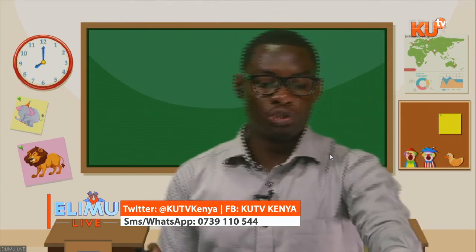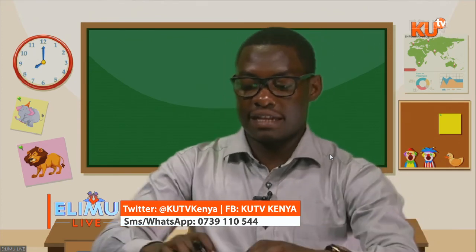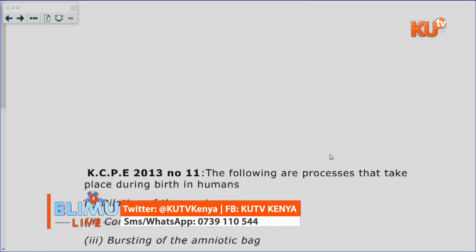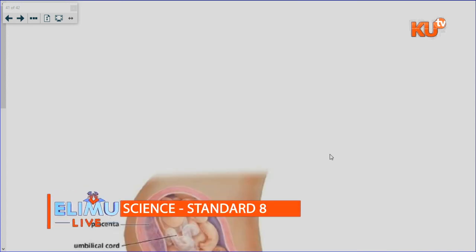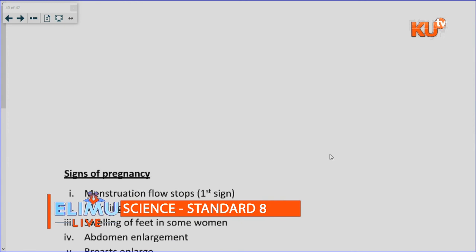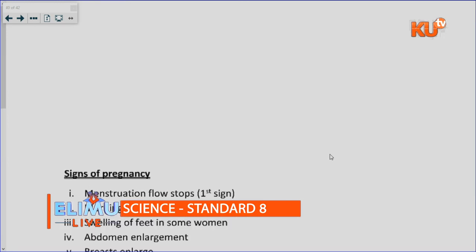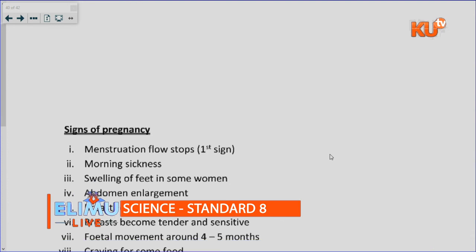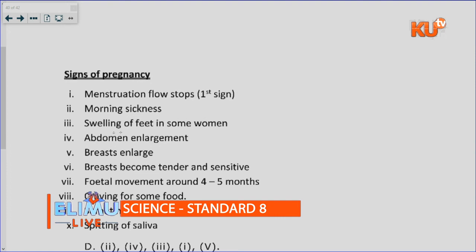How do you know that someone is pregnant? There are different signs of pregnancy, and the first sign is that menstruation flow stops. Morning sickness starts. This is sickness that pregnant women experience in the morning. We have swelling of feet in some women. This swelling of feet is called oedema.